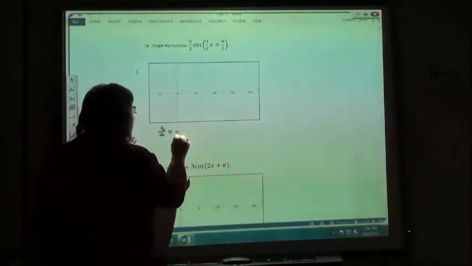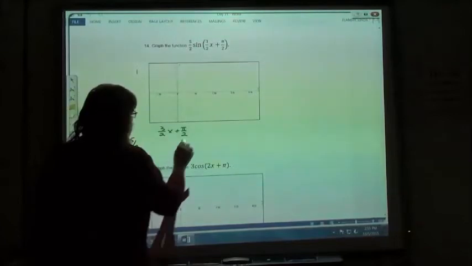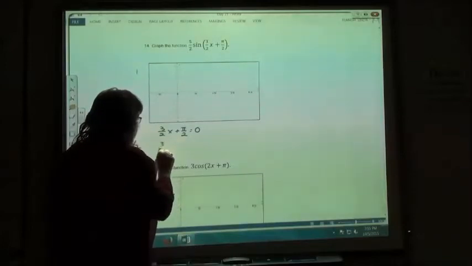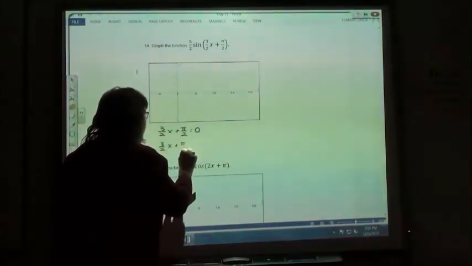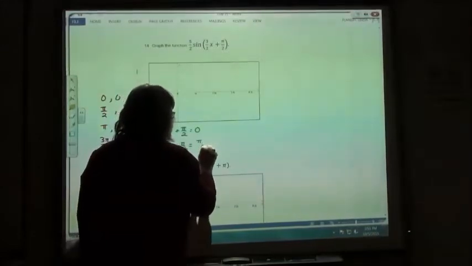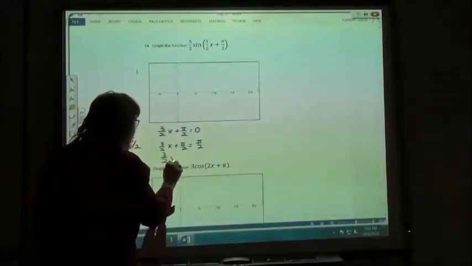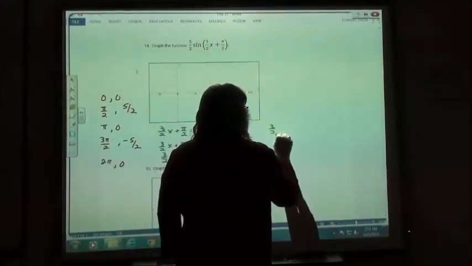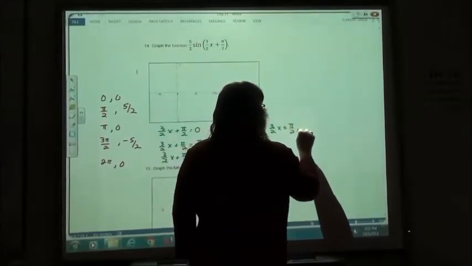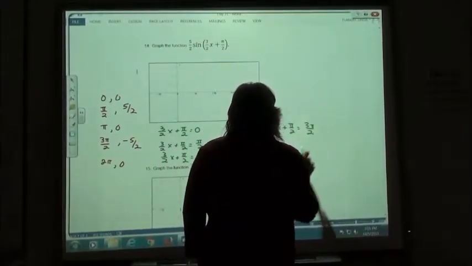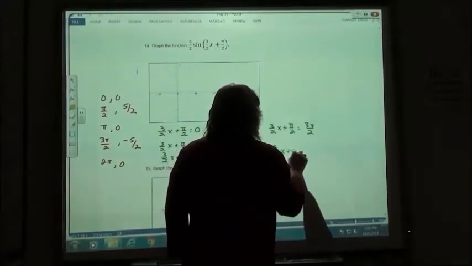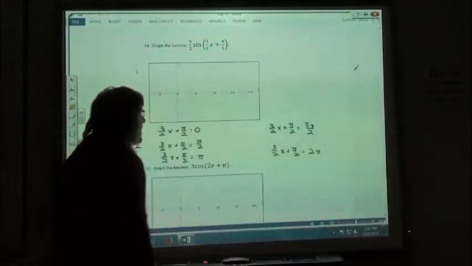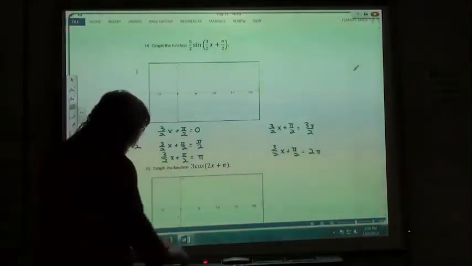3/2 x plus pi over 2 is going to equal 0. So I might as well write them down. 3/2 x plus pi over 2 equals pi over 2. 3/2 x plus pi over 2 equals pi. 3/2 x plus pi over 2 equals 3 pi over 2. And 3/2 x plus pi over 2 equals 2 pi. Let me do both steps at the same time so I don't forget to finish my problem.